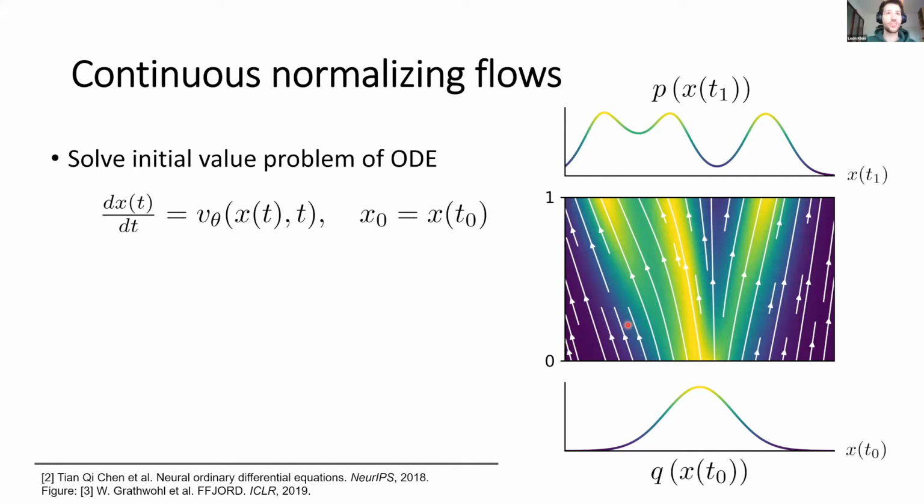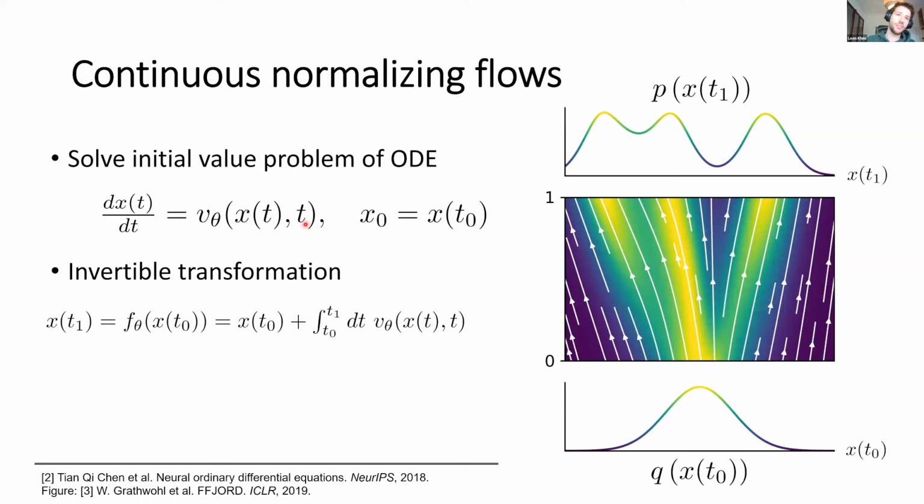The concept of continuous normalizing flows is that we want to solve this initial value problem given by this ODE here, and the vector field is what we want to learn. This can be arbitrary. It doesn't have to be invertible, because we get the invertible transformation by the solution here. And this is how this transformation works.